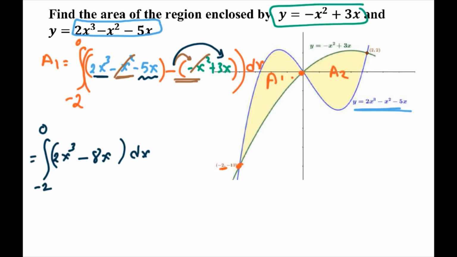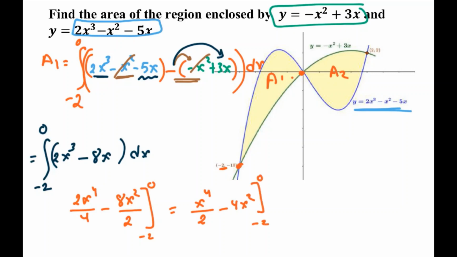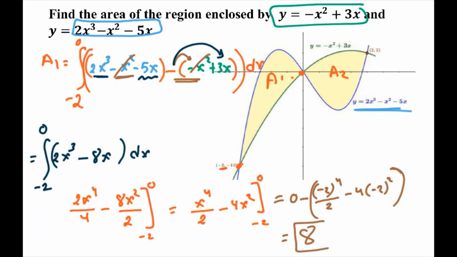Sorry, my bad. I will integrate, so it will be 2x to the power 4 over 4 minus 8x squared over 2, from -2 to 0. And this is basically simplifying. That's going to be equal to, when you substitute the upper limit, which is 0, you will get 0. So 0 minus, well, substituting by -2, and that's going to be equal to 8. Now we are going to find the area of A2, and then add it to this number here.